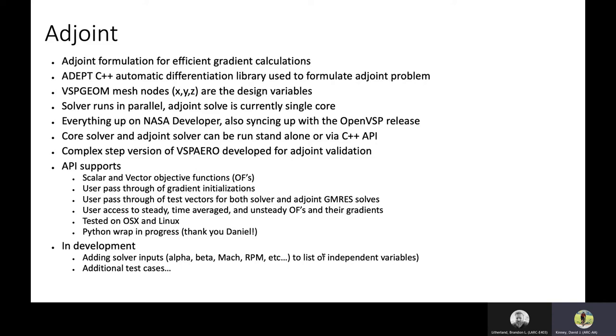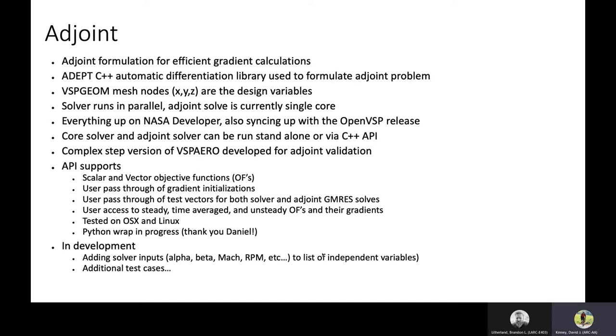You can now calculate the gradients of, say, the mesh nodes. Basically the gradients of all those spanwise lift distributions with respect to the mesh nodes. The user can pass in basically test vectors for both the solver and the adjoint GMRES solves. This basically allows for essentially implicit coupling of things like finite element solvers with the code, on both the solver level, where you're trying to solve for a coupled, say, aeroelastic solution, but also on the adjoint side, where you're then trying to optimize that coupled finite element, slash structures, VSPAERO solve.